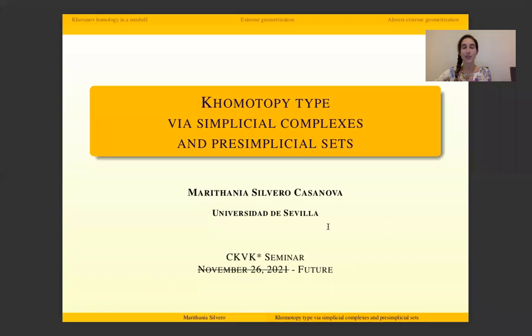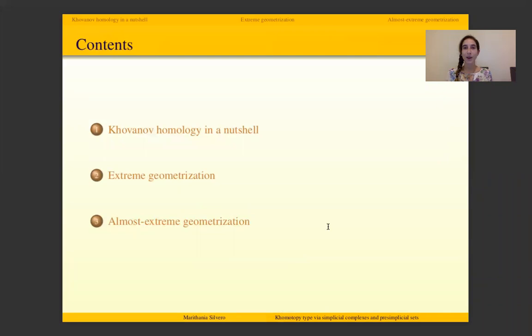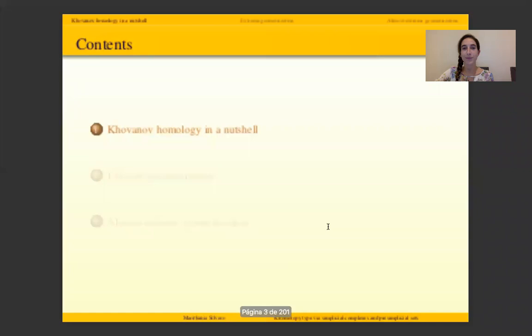This is the structure of the talk. I will start by giving a quick explanation on Khovanov homology and Khovanov homotopy type, but a very quick explanation. And then in sections 2 and 3, I will explain some constructions that we have done, which simplify this construction by Lipshitz and Sarkar on Khovanov homotopy type. So let's start.